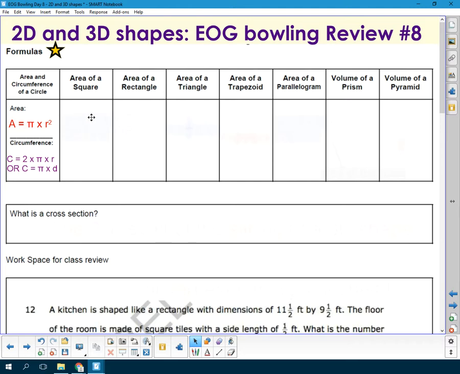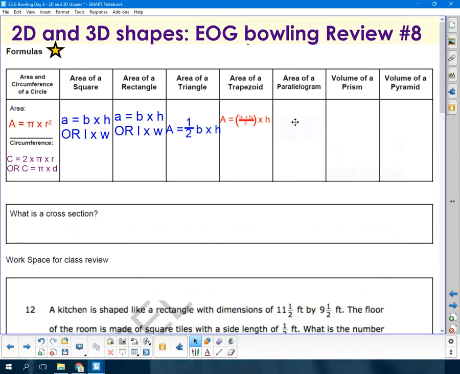To find the area of a square, we said base times height or length times width. We even said the same thing for the area of a rectangle. We also talked about triangles way back when in Unit 8. To find the area of a triangle, you could do 1/2 base times height, or base times height divided by 2. We had a big complicated formula for a trapezoid: base 1 plus base 2, divided by 2, times the height. To find the area of a parallelogram, you could do base times height or length times width.